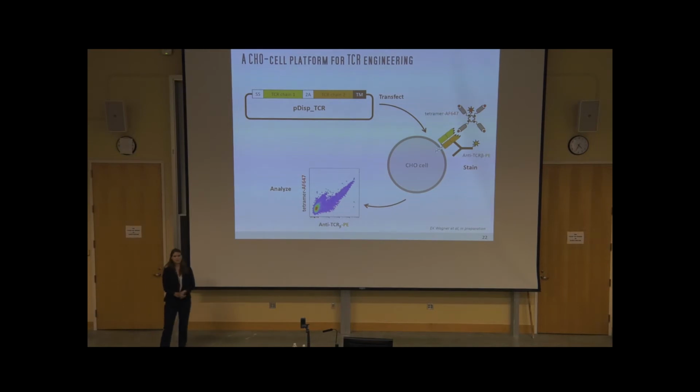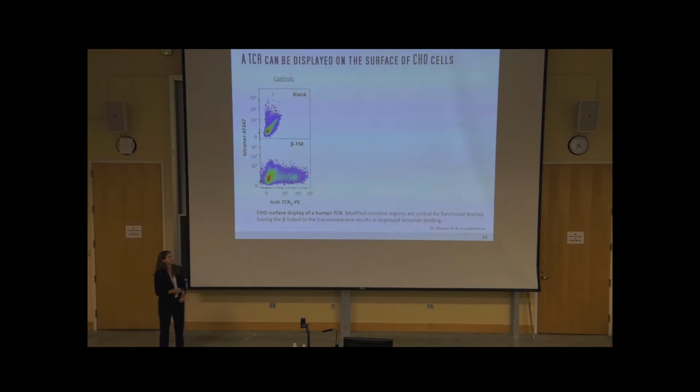First we had to do some optimization to even get this system to express, which is not really surprising. Here I'm showing that same type of graph, looking at display of something on the surface and then at antigen binding. Here are a couple of controls. Blank cells show up in this quadrant here, and we get a little bit of nonspecific binding with tetramer. Our goal is, of course, to see double positives, things that are staining at this region.